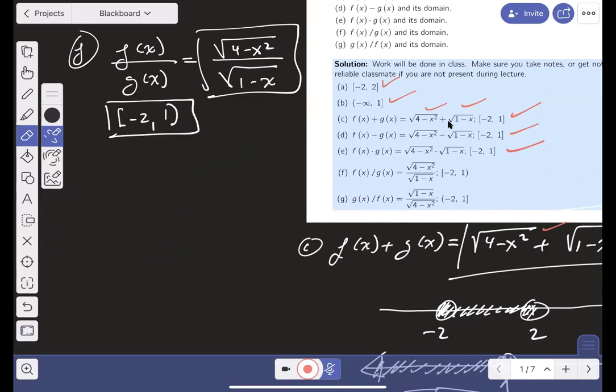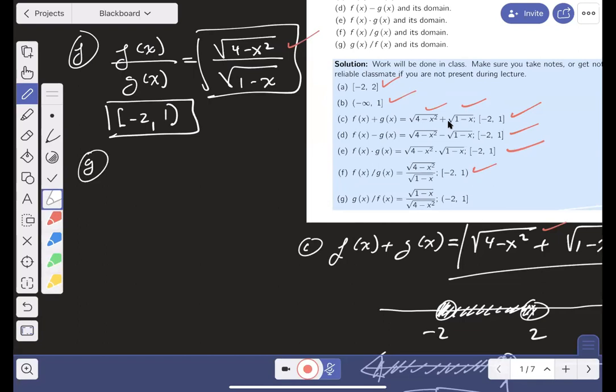All right. What I want to do now is look at the answer key. I want to see what's in the answer key and make sure I got it right. And I'm seeing it right over here. All right. Let's go to the next question, which is letter G. And letter G says, take G and divide it by F. Again, you would have to know what G is, and G is the root of 1 minus x, and you would have to know what F is, and F was the root of 4 minus x squared.